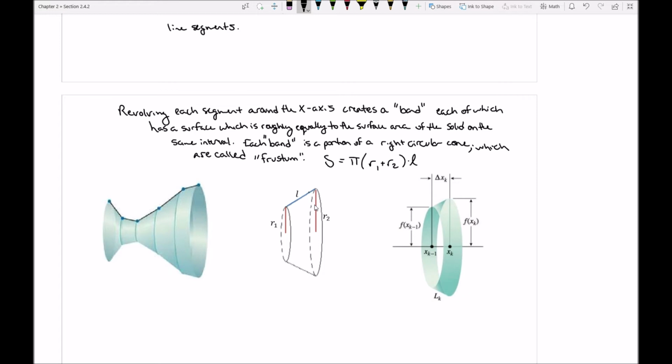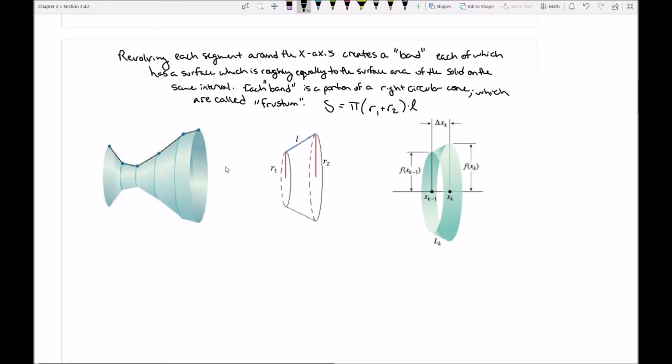So this is kind of a weird formula that we're going to have to use to try to approximate the total surface area of the resulting solid. You can see here that I've zoomed in on another picture of just one of these individual frustums, and I've labeled the interval that I've started with. I've gone from some x sub k minus 1 to x sub k. I have a delta x width for that interval.